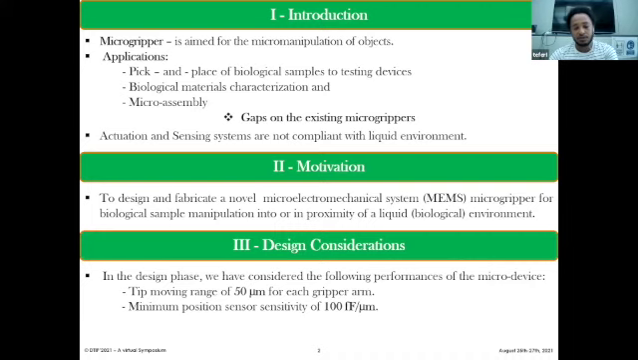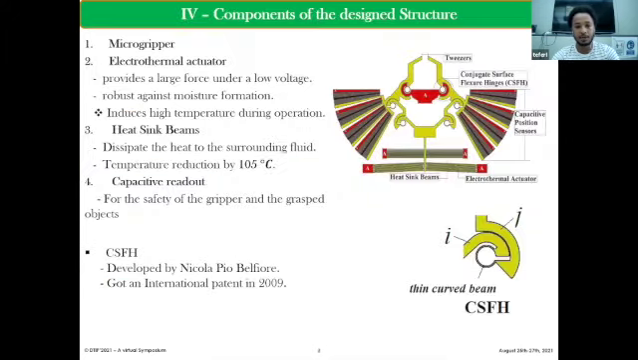Before we go to the design, we had two design considerations. The first one is the tip moving range of 50 micrometer for each gripper arm, and the second is a minimum position sensor sensitivity of 100 femtofarad per micrometer. Next, I will describe the components of the design structure. The first one is the microgripper. As you see here, it is the central part. This microgripper is constructed from conjugate surface flexure hinges, as you see here.